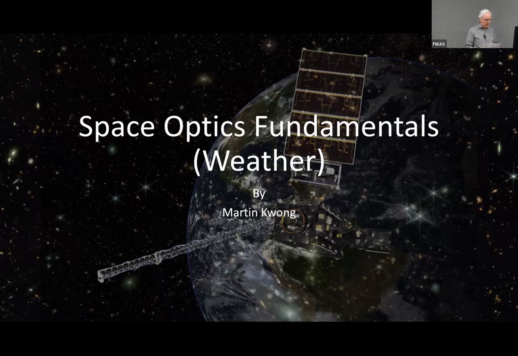Martin Kwong has been a member of the Fort Wayne Astronomical Society since, I believe, about November. Martin is a graduate of the United States Naval Academy with a BS in oceanography. Navy and oceanography, that seems to go together. So that's actually why I chose it, because I was a Navy. He has an MBA from the Cornell Johnson Graduate School of Management.